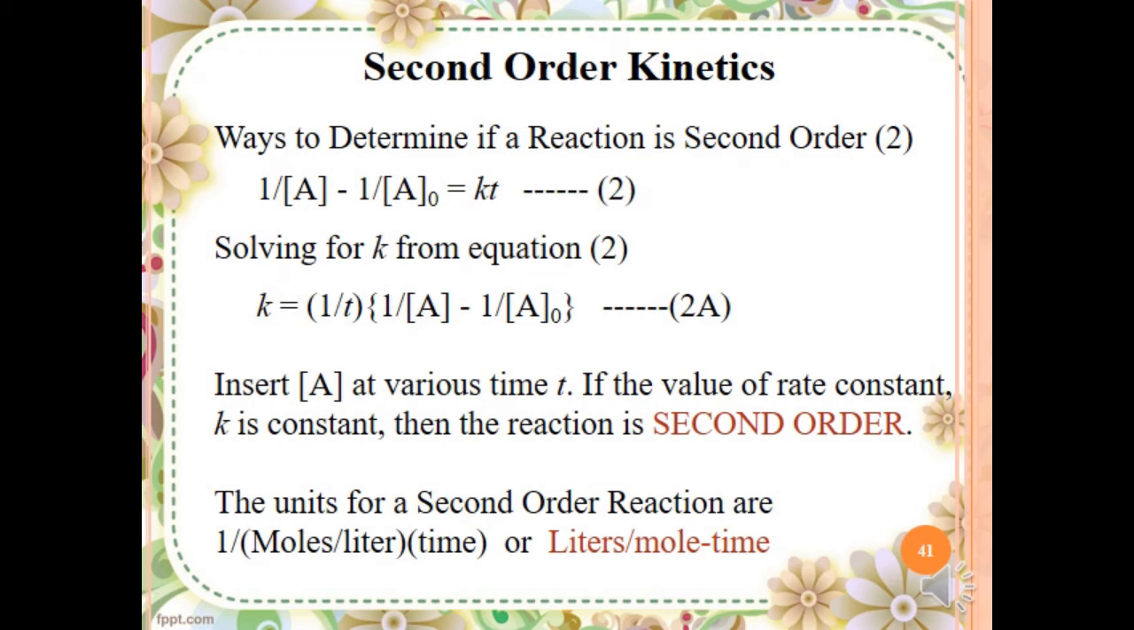So the unit for the second order reaction rate constant is liter per mole per time. For zero order before this, it was molar per time, right? For second order, it's per molar per time.